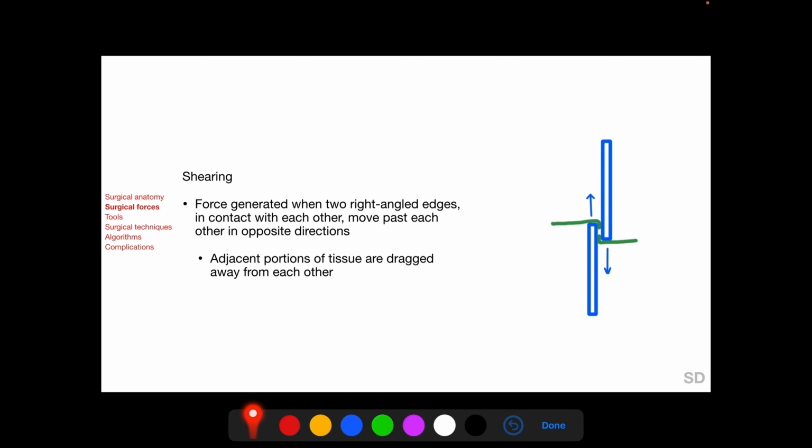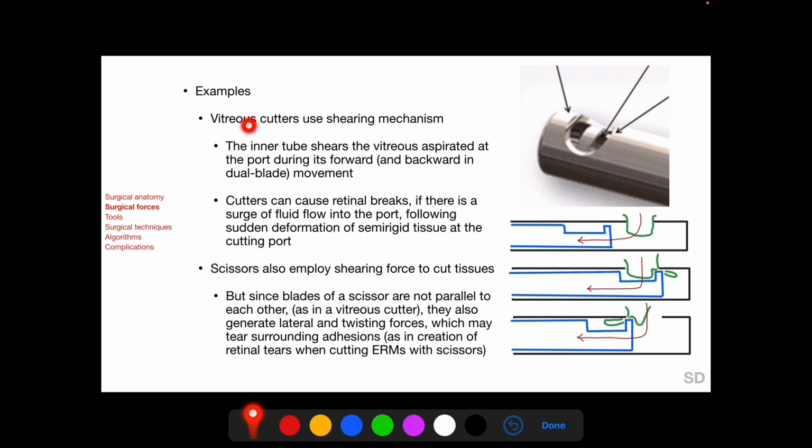In shearing, force is generated by 2 right-angled edges in contact with each other and moving past each other in opposite directions, as a result of which adjacent portions of a tissue engaged between these 2 edges are dragged away from each other. Vitreous cutters and scissors employ shearing mechanism.